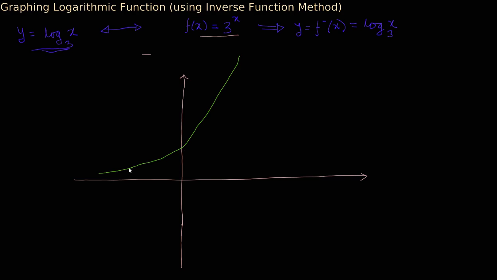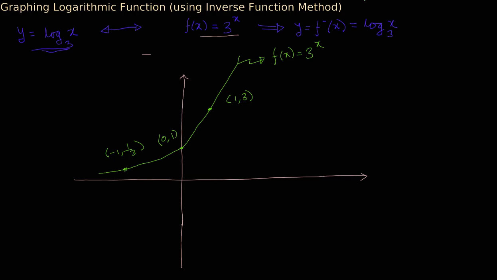In any case, what are my points? This point was -1, 1/3. This point was 0, 1, and there is another point which is 1, 3. So this is my function, function of x equals 3 power x. Now I want to plot the inverse of this function.